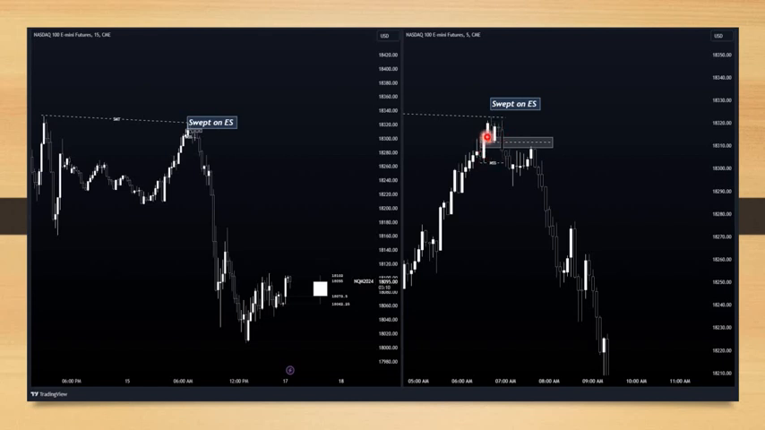Now if you guys prefer using the inverse setup rather than a SIBI, then that's totally up to you, but this is the inverse fair value gap setup. Same setup, just switching the SIBI with an inverse fair value gap.